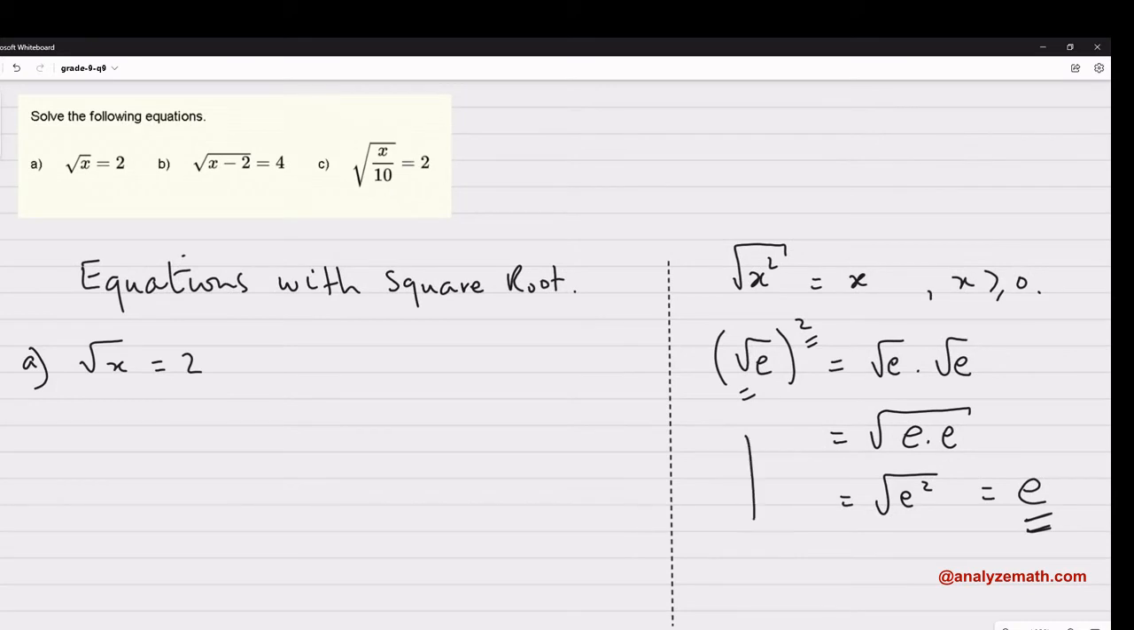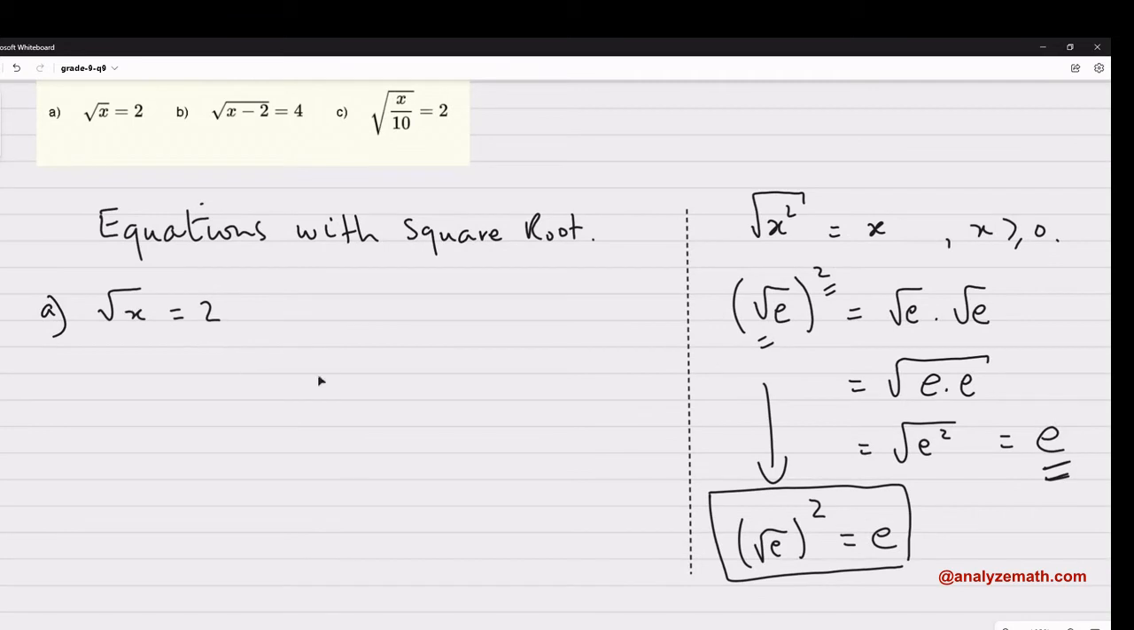So what to retain from this is that if I have the square root of e, for example, and if I square it, I will get rid of the radical, which is the square root. This is the most important thing to retain.